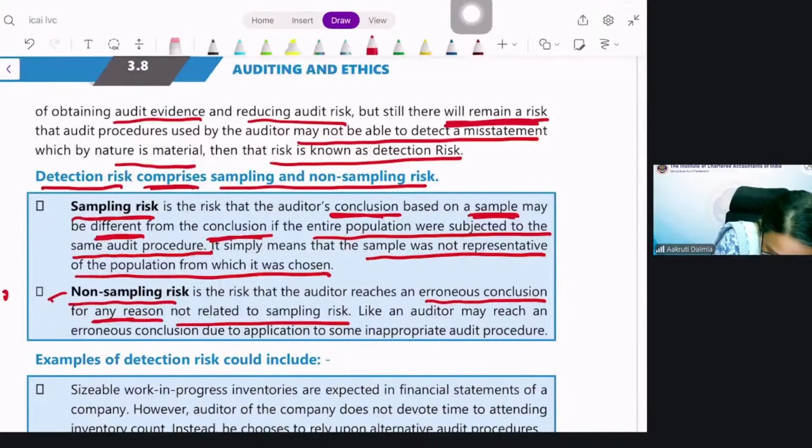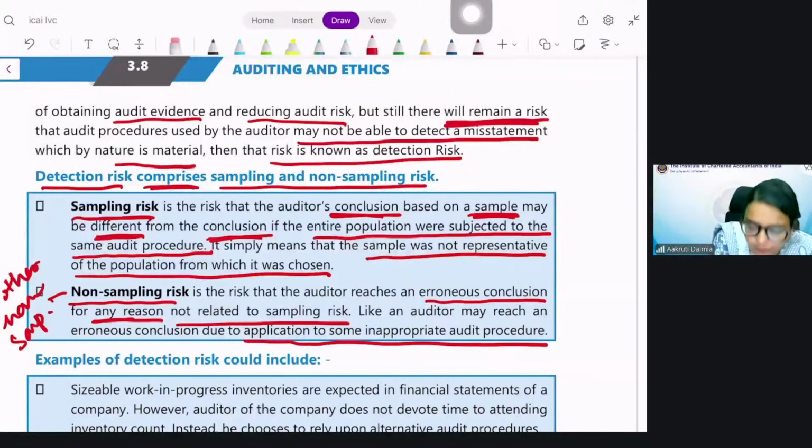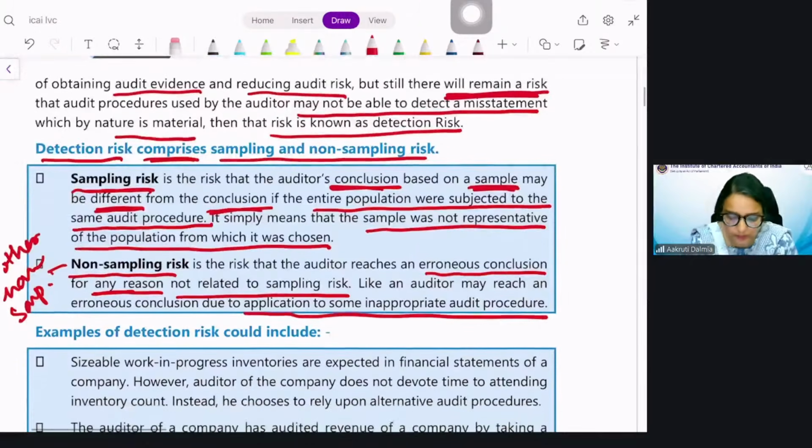Non-sampling risk can happen when the auditor reaches an erroneous conclusion for any reason other than sampling risk. So non-sampling is what? Other than sampling. Like an auditor may reach a wrong conclusion due to wrong application of some audit procedure. So I did not use the correct procedure as per the situation. I made some wrong judgments. Because of that, also, detection risk can happen. So detection risk is due to two reasons: sampling risk and non-sampling risk. Is everyone clear?